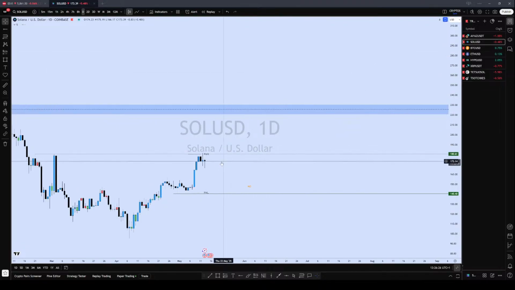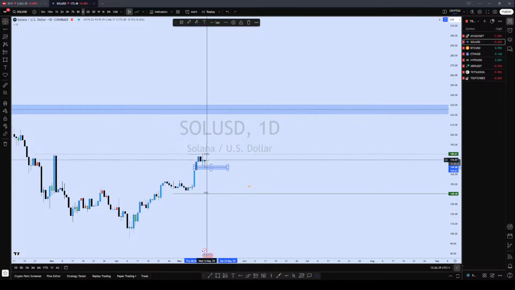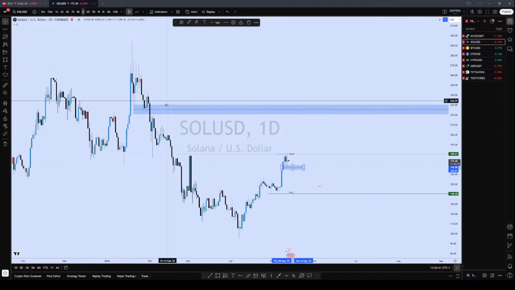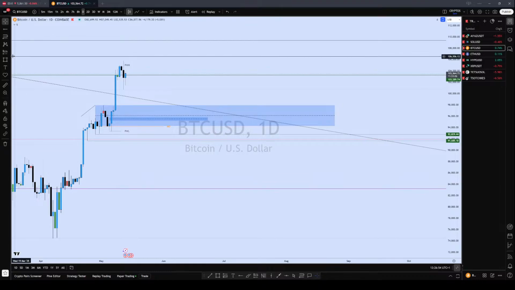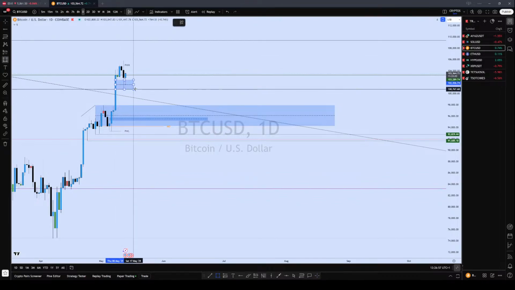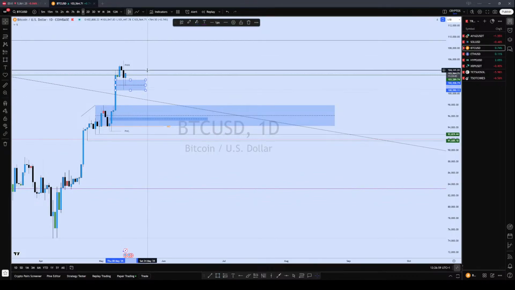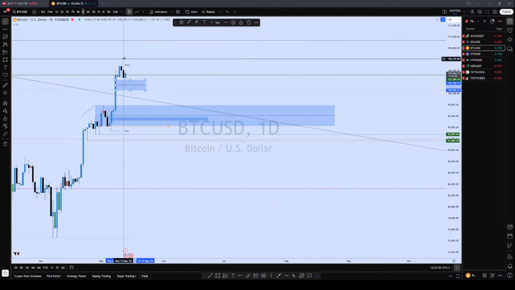Solana, I think they came back down to dip into that gap, which is great, because that's reaccumulation taking place in here. So expect a continuation to the upside. We are still aiming for that 2220 level. Bitcoin is doing the same thing, reaccumulating, and you want to see it go up.